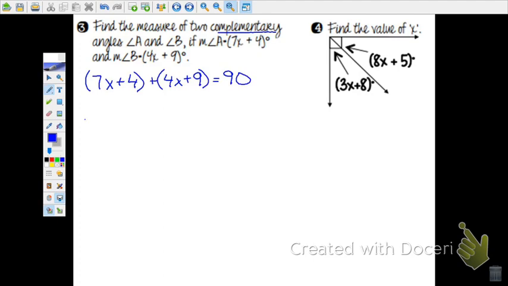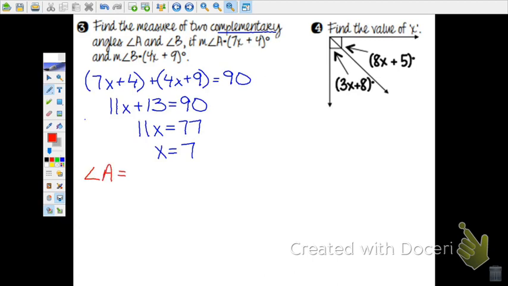So I'm going to combine like terms. 11x plus 13 equals 90. I'm going to subtract 13. 11x equals 77. I'm going to divide by 11. X equals 7. Not done though, because they want me to find the two angles.